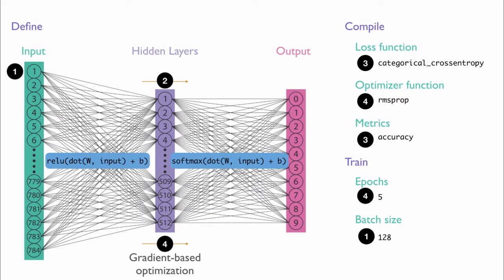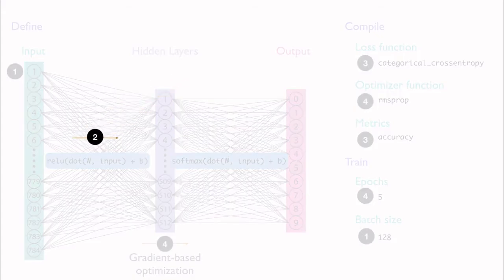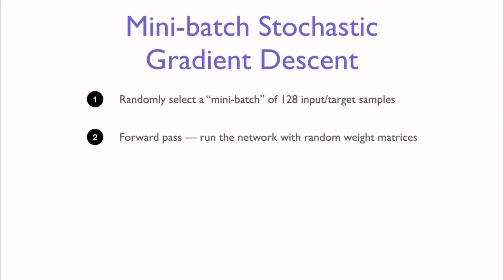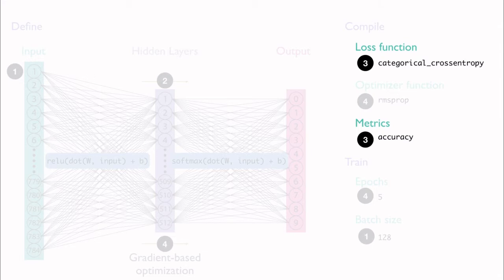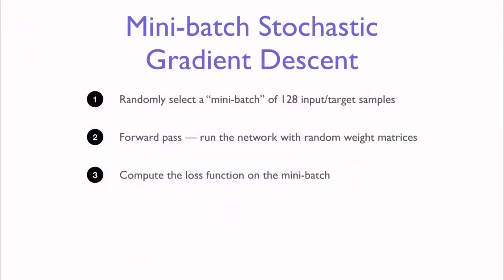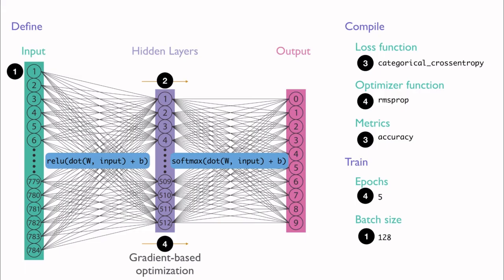That's what happened in the first step when we ran our model. In the second step, we have an initial forward pass. We need to start somewhere, so that's why we just used random parameters for the first forward pass. In the third step, we calculated the loss function, categorical cross entropy, as well as the accuracy metric. Then we proceeded to step 4, gradient-based optimization, where we now applied the process of mini-batch stochastic gradient descent to adjust our parameters.